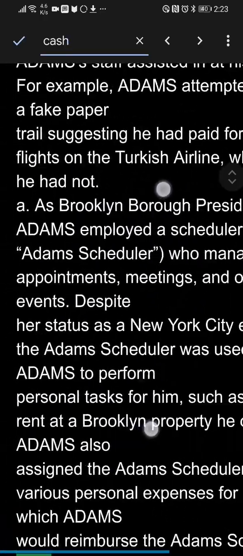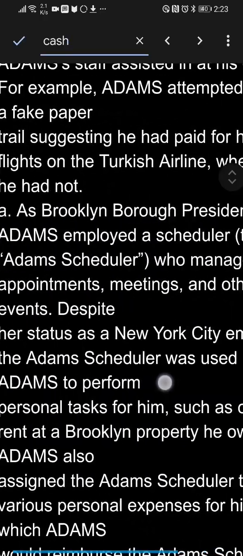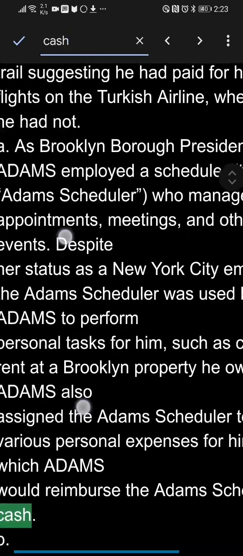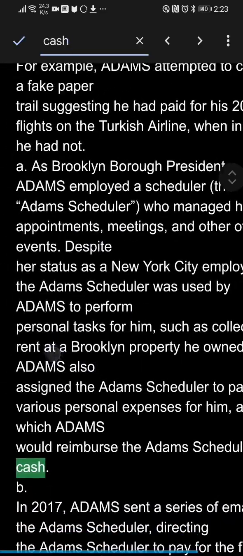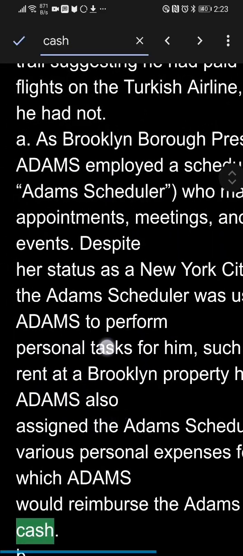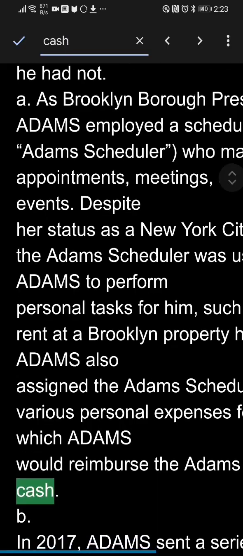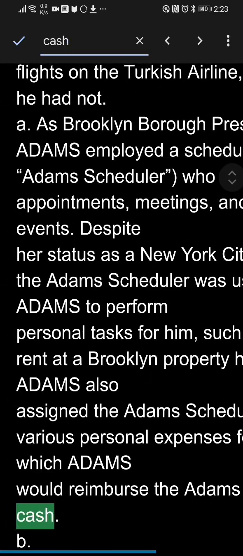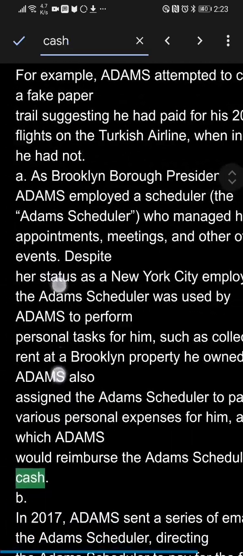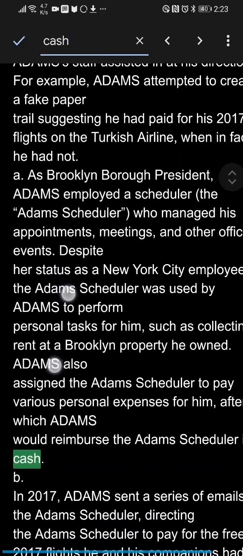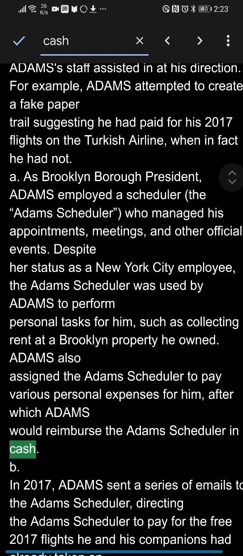Yeah, there were these people, these calendar people, they would be called, scheduler. Despite her status, so this was a woman, as a New York City employee, the Adams scheduler was used by Adams to perform personal tasks for him. Oh, this is even worse. Such as collecting rent at a Brooklyn property he owned.